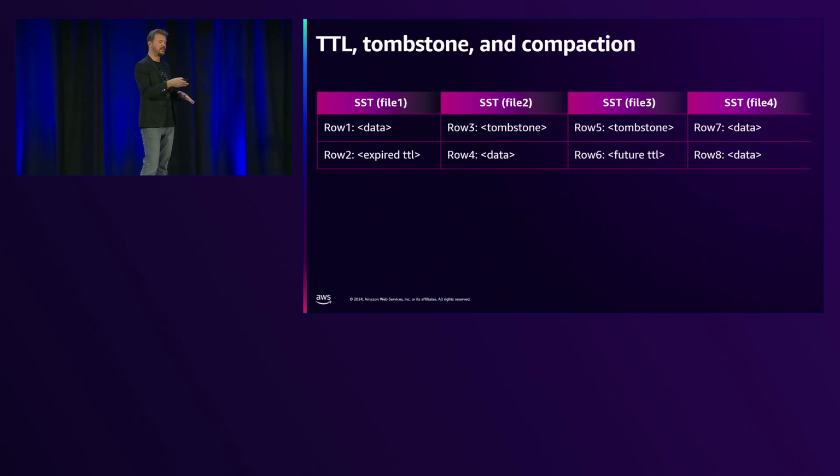So just consider files 1 and 2 are part of table A, and files 3 and 4 are part of table B. I've labeled very generically here what's the content in each one of these files. And so I'm trying to highlight the high-level differences in the data that can be in there. So row 1 just has data. It's just there, you want it there. Row 2 has expired data. There's a concept called TTL, which is time to live.